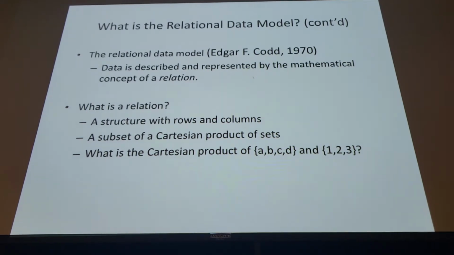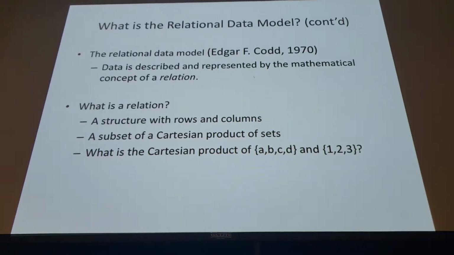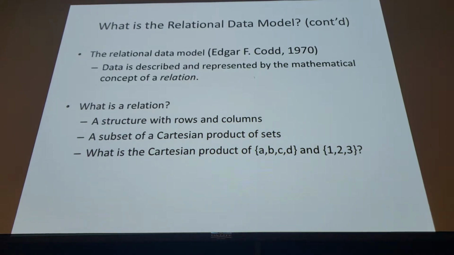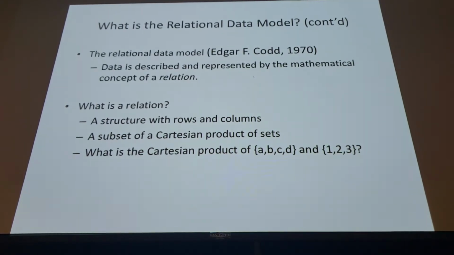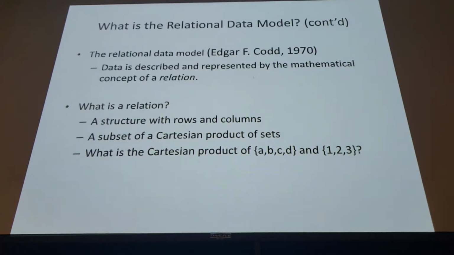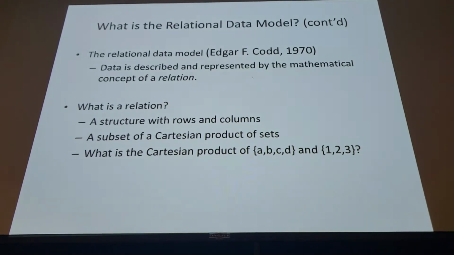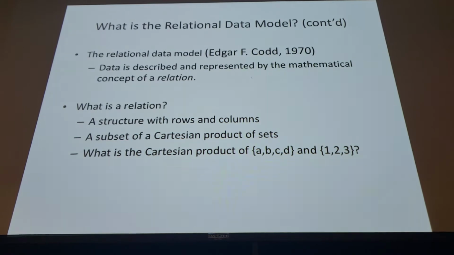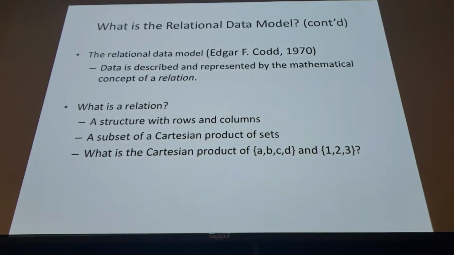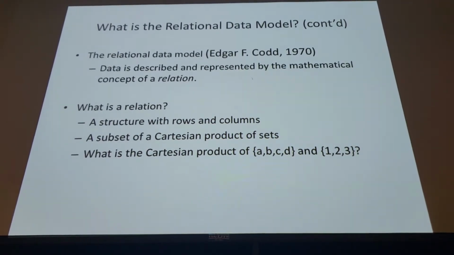And now, we're putting Descartes before the horse. We're looking at Cartesian products. So a relation is a structure that has rows and columns. And the math sounds kind of funny, but it's going to be easy when you look at it.